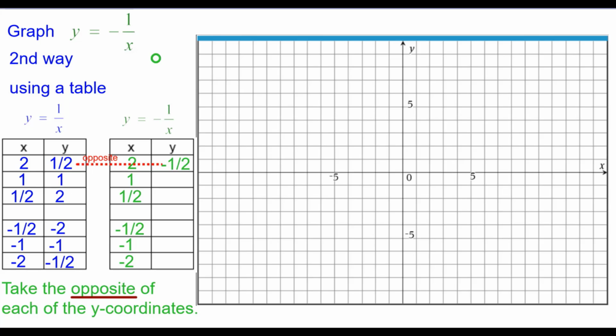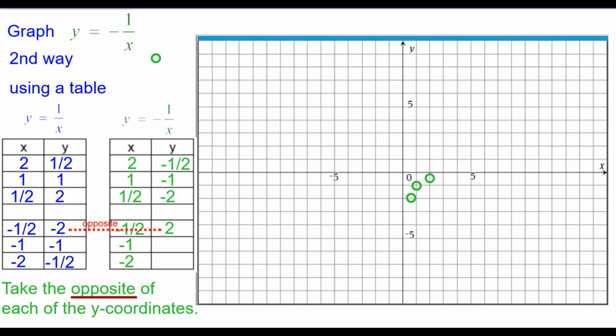So 1/2 will go to -1/2, and then we'll plot 2, -1/2. 1's opposite is -1, so plot 1, -1. And 2's opposite is -2, over a half, down to -2.